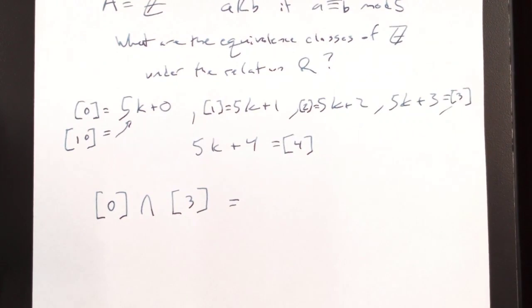If you have something times 5 plus 0 and then something plus 3, they can't be the same number. Aha. 5 something plus 0 equals 5 something else plus 3. Then the difference is a multiple of 5. No, the difference is 3. Oops. There's my contradiction. The remainder, when I divide by 5, can't be 0 and 3 at the same time, because that would tell me 3 is a multiple of 5. 3 is not a multiple of 5.